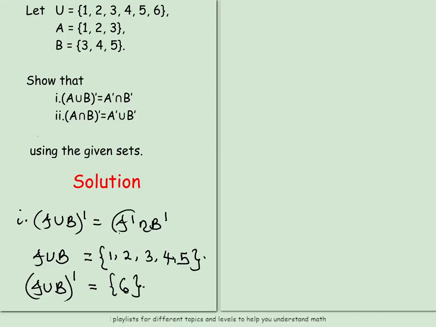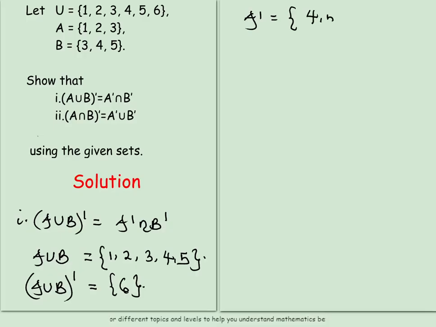Then let's come to A prime. So we already have our A over here. Then our A prime simply means the elements in the universal set but not in A. So we have 1, 2, and 3 all being in A. Hence, what we don't have in A are 4, 5, and then 6.